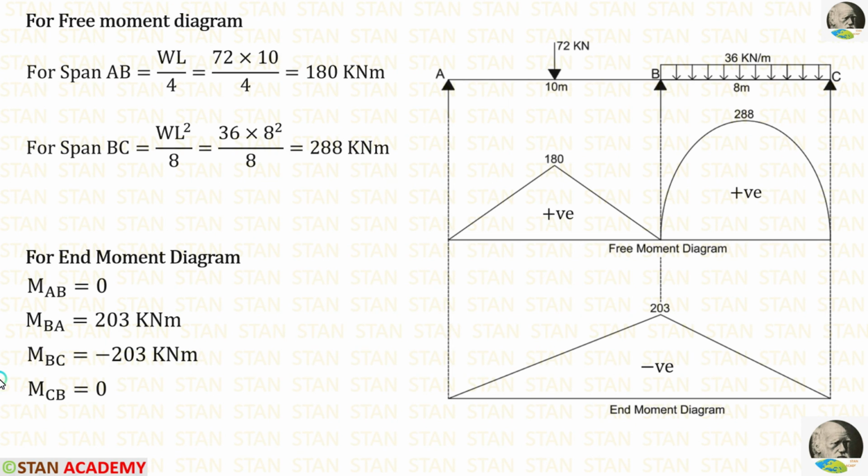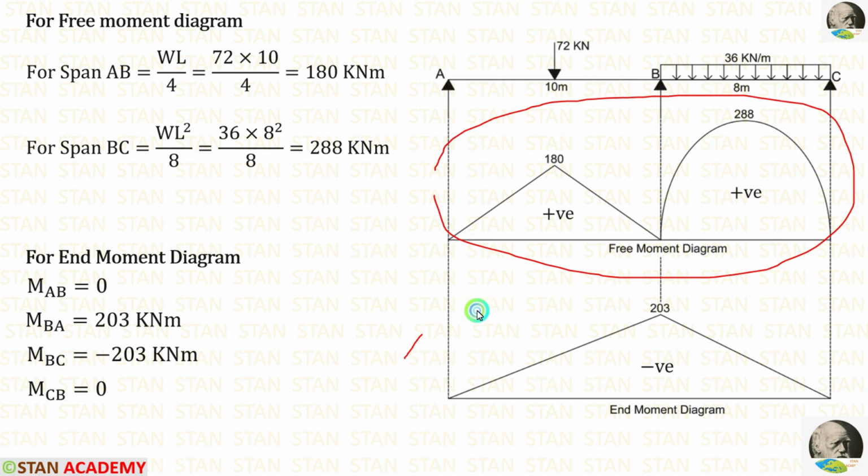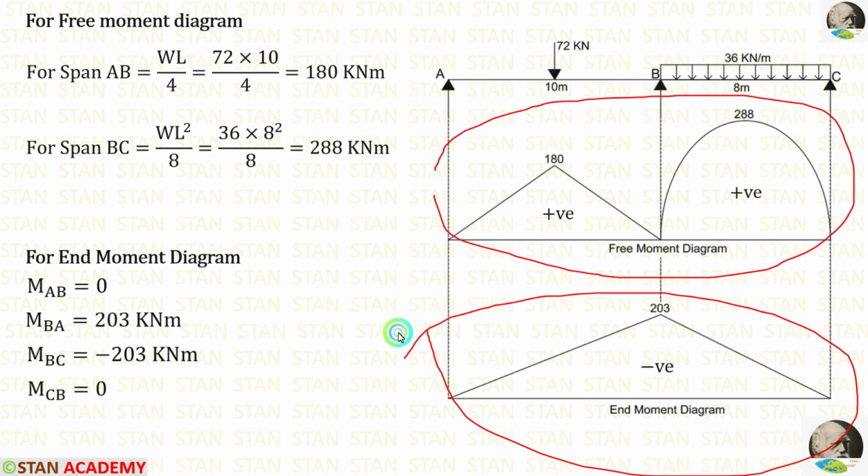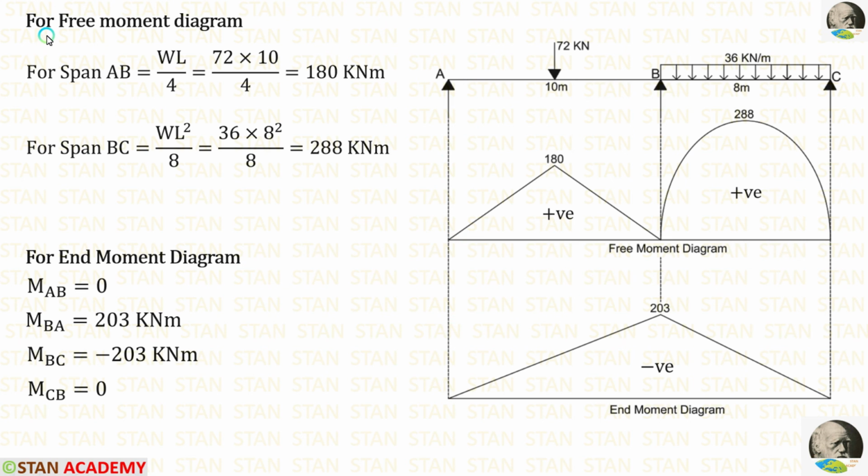Now let us make the bending moment diagram. For that, first we have to make the free moment diagram, then the end moment diagram. After, we have to combine both of them to get the bending moment diagram. For making the free moment diagram, we have to consider each span as a separate simply supported beam and then draw the bending moment diagrams.